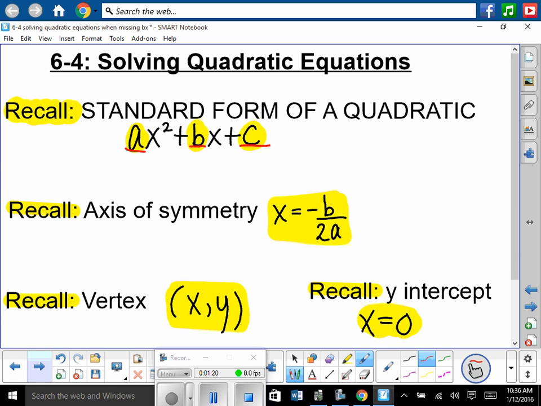Then recall, we've learned how to find the axis of symmetry in standard form. It's x is equal to the opposite of b all over 2a. Once we know the axis of symmetry, we can find the vertex. It's on the axis of symmetry, so take that x value and plug it into your function. That will give you the y value of your vertex. Is everybody good so far? Then, we've been able to find the y-intercept, where we cross the y-axis. It's always when x is equal to 0, so you take 0 and plug it into the function.